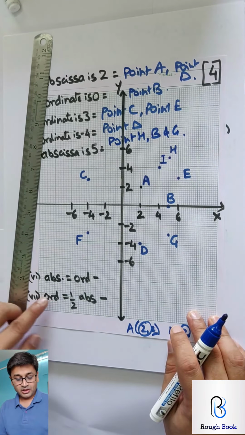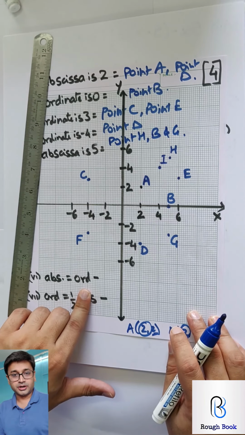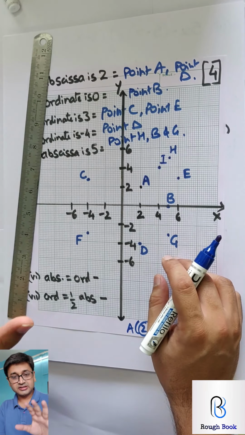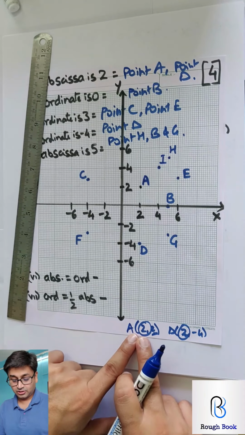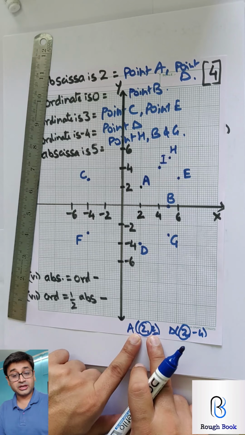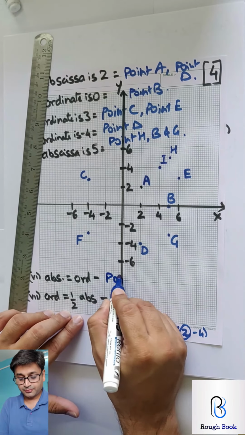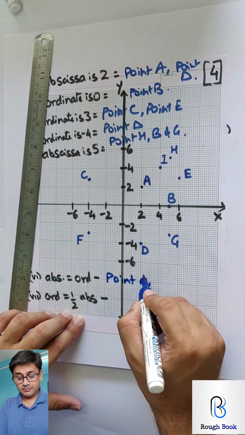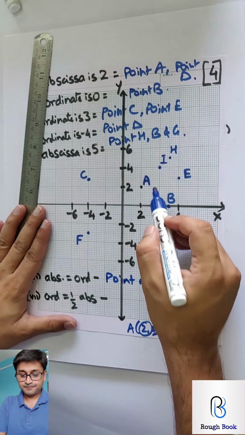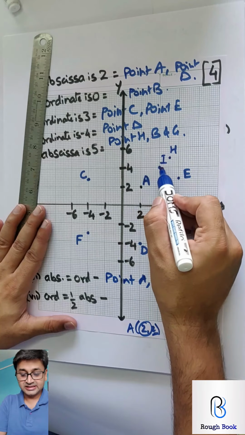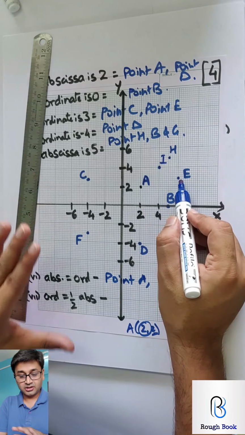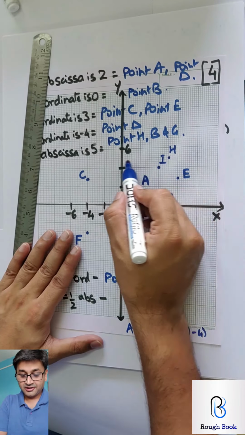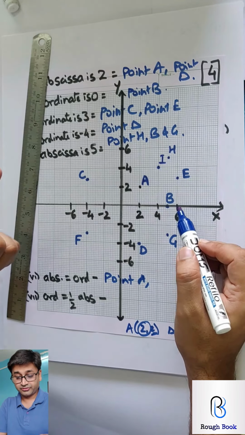The next one: abscissa is equal to ordinate. So whatever the abscissa, the same should be the ordinate. Look at the points which have it like this. See, (2, 2). Abscissa and ordinate both are the same. So obviously the first one is point A. There can be more points also, so check. This is (4, 4). I can see I. B is definitely not there. E is (6, 3), not there. H is (5, 5). Yes. So H, I, both of them.